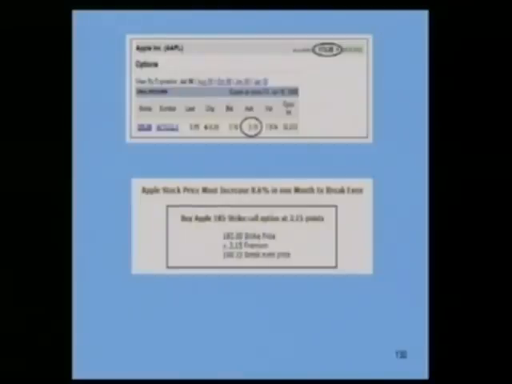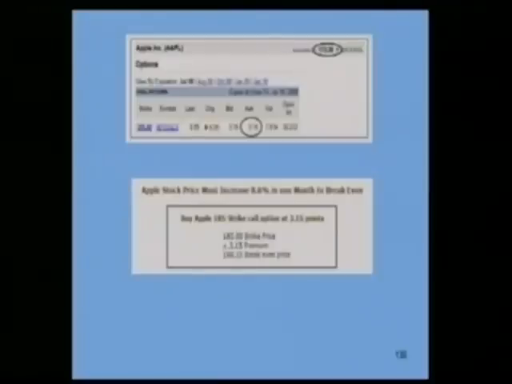This first example is an out of the money option, and this is simply a quote from Yahoo Finance. We can see that the Apple stock is trading at 173.25. The 185 call option is trading at 3.15. If the strike price is above the stock price, it's an out of the money call.